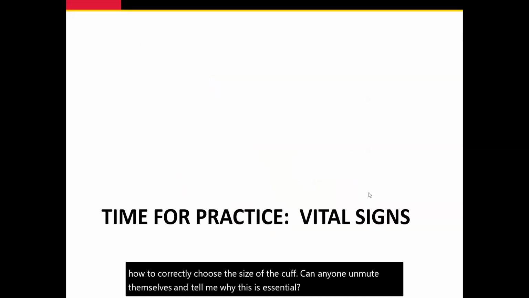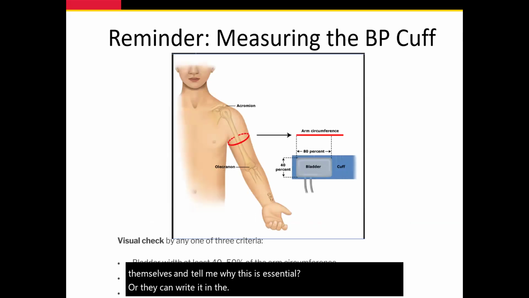Or they can write it in the wrong cuff, which can cause the wrong type of measurement. Absolutely, yes. So for your own cuff, I want everyone to find the bladder, okay? There's a Velcro piece. That's not what we're talking about. We're talking about the bladder of the cuff, okay?